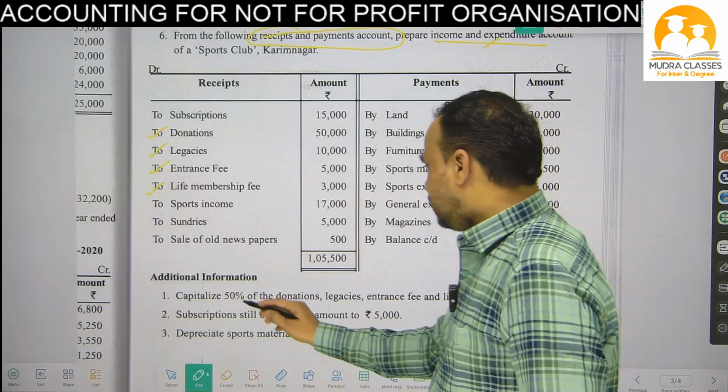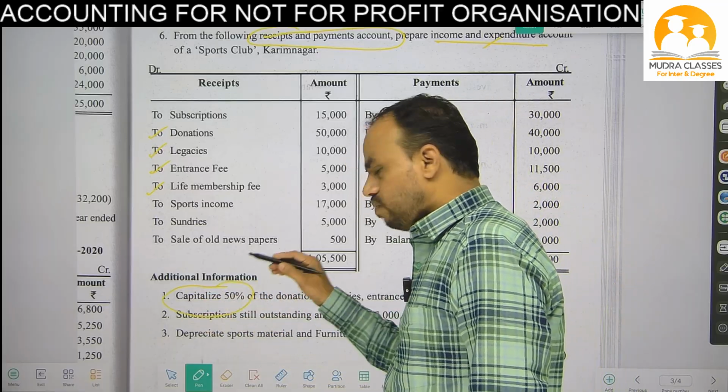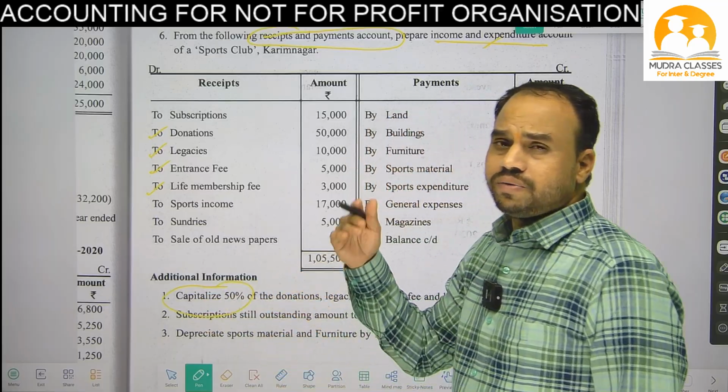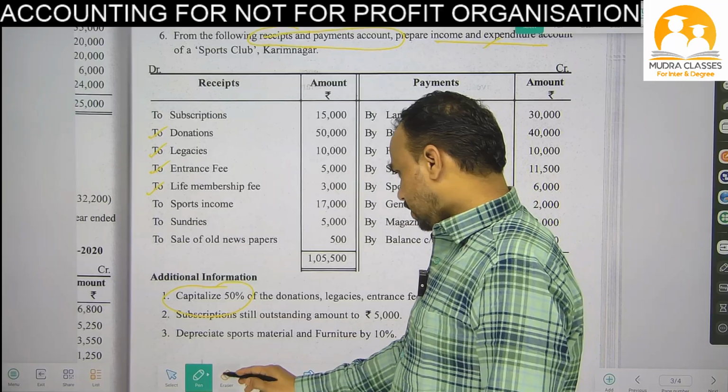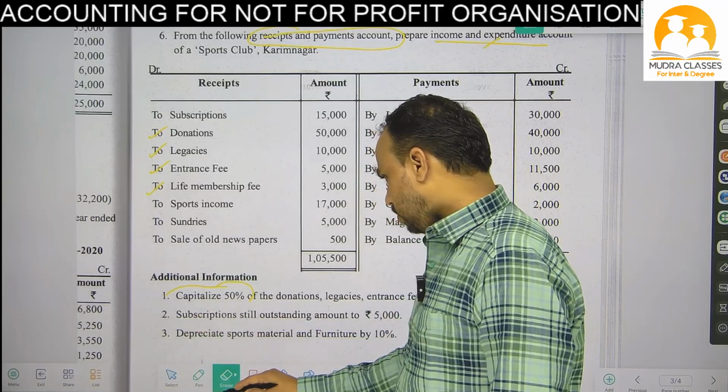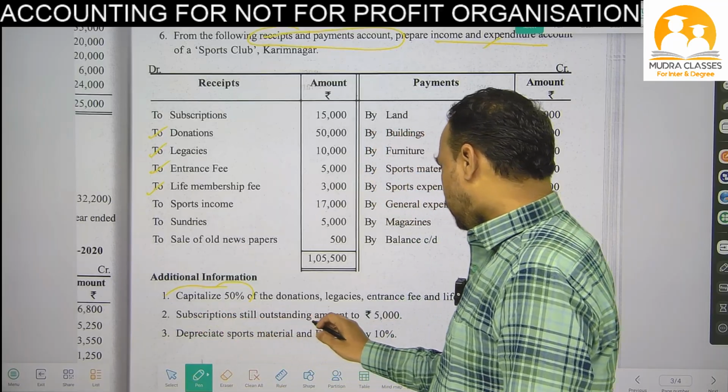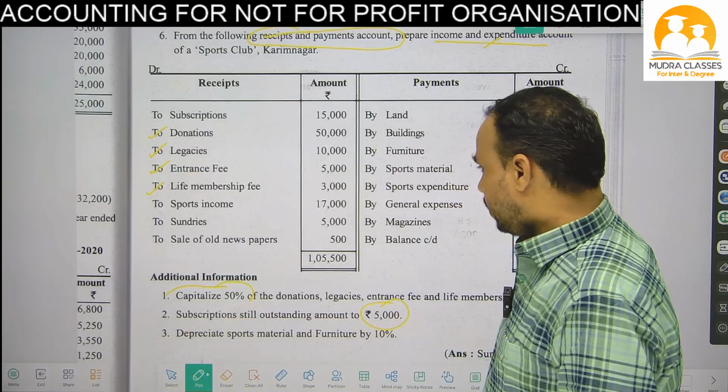Okay. Capitalize 50% means that only half of the amount we have to write in the income and expenditure account. The remaining half we will write on the liability side of the balance sheet. See the second one. What is given? Second one: subscription still outstanding, amount 5,000 rupees.